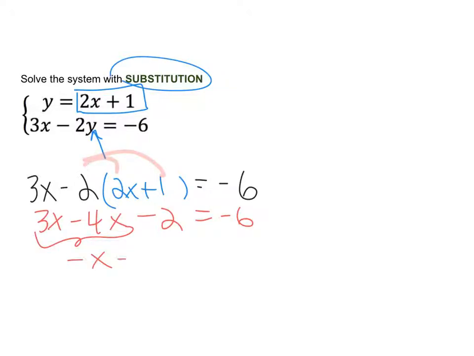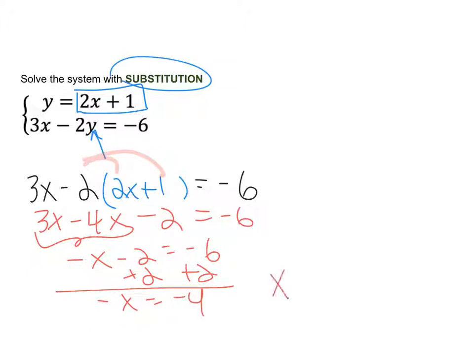So we get -x minus 2 equals -6. If we add 2 on both sides, we get -x equals -4. In other words, x equals 4. So the point of intersection of our two lines, we didn't even graph them, but it's at 4 comma something.